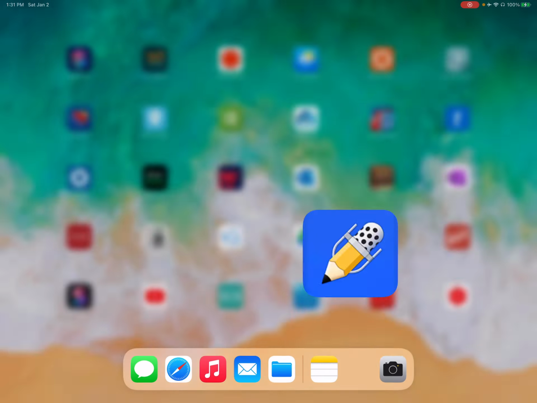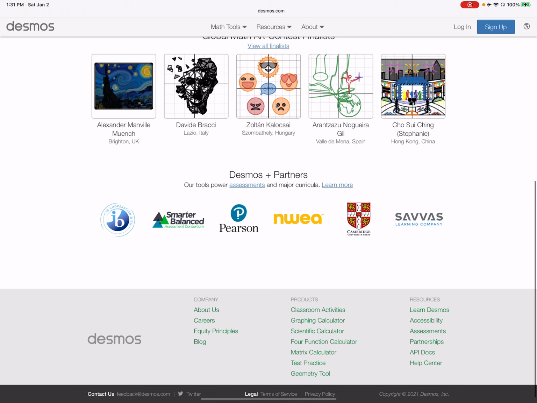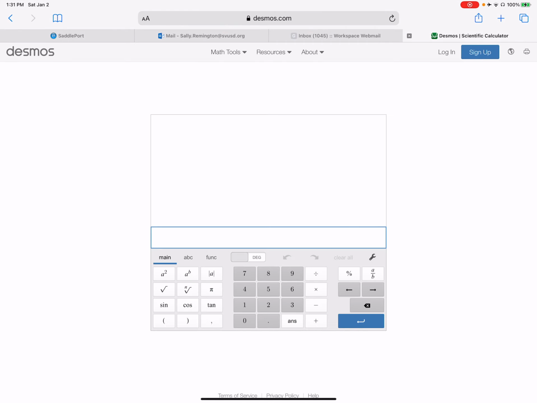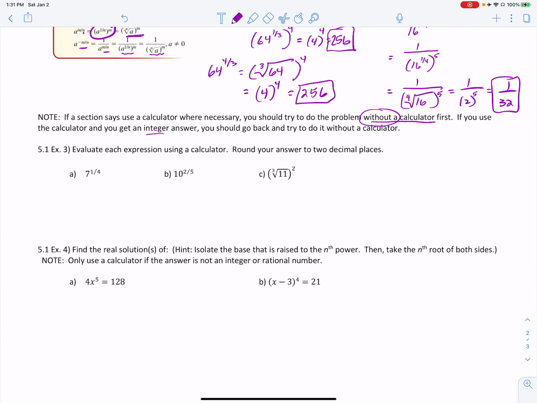So go to your calculator. And you can go to Desmos or use your scientific calculator. And we have 7 raised to the 1/4. There. And enter. And then to 2 decimal places, 1.63. Again, copy the original problem down so I know that 7 to the 1/4 is approximately 1.63.